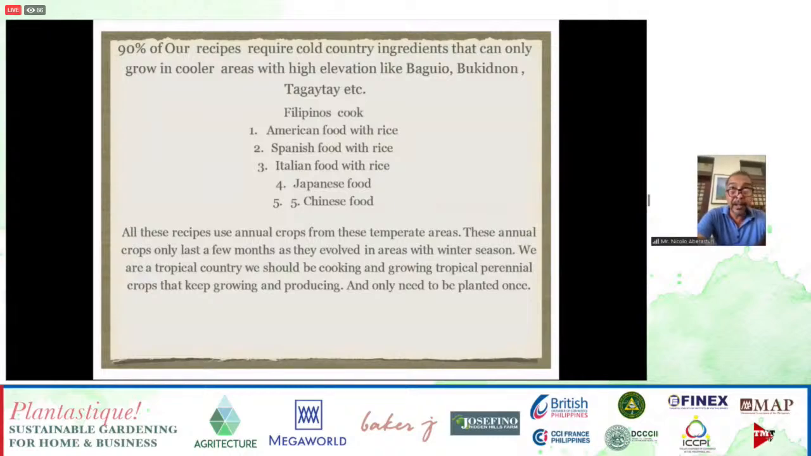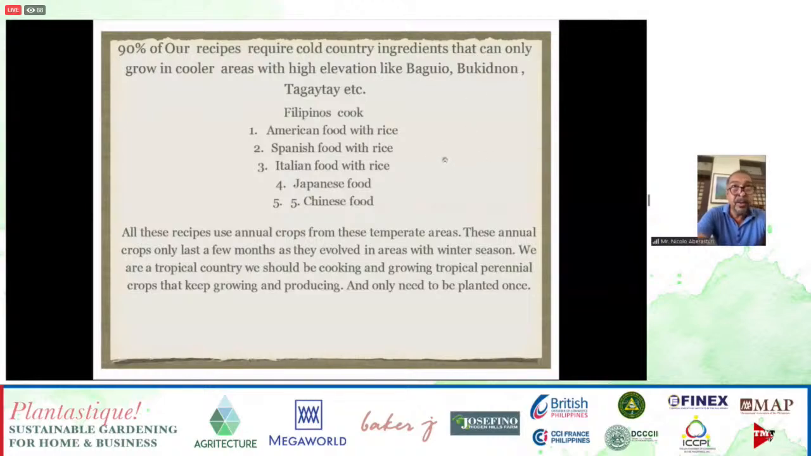If you look at bulk of the recipes that we have, it's actually American food with rice, Spanish food with rice, Italian food with rice. We also eat a lot of Japanese food and Chinese food, no? But all these recipes from all these temperate countries are using annual vegetables. That's why bulk of the vegetables that we have in the Philippines are actually grown in cold areas. So you have Baguio, Bukidnon, Tagaytay areas, no? But what about the rest of the areas in the Philippines?